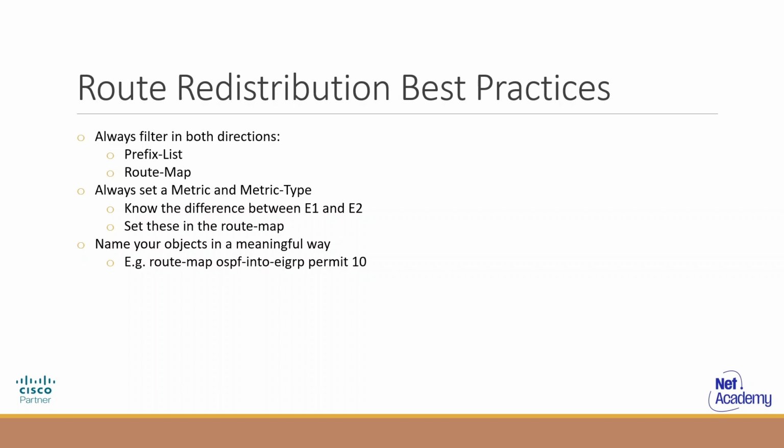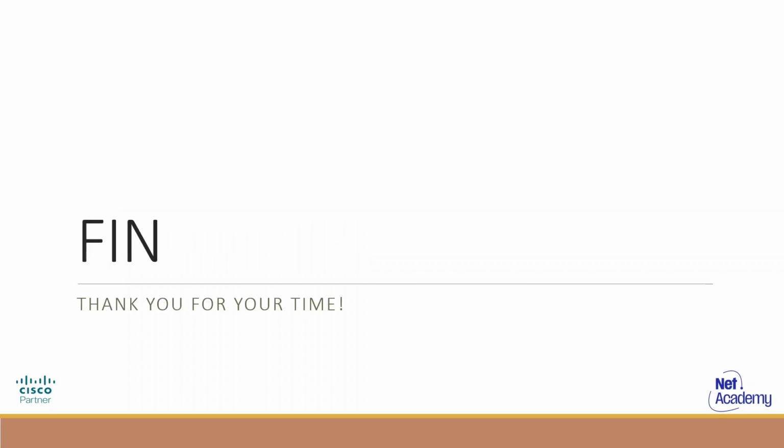And then lastly, and this is true across all configurations on your routers and switches, but to me, name your objects in a meaningful way, right? What do I mean by that? Well, for example, if I'm redistributing OSPF into EIGRP, I could name my prefix list and route map OSPF into EIGRP. And for me, when it comes to redistribution, I make the prefix list and the route map match if I can, if it makes sense. Sometimes it doesn't, but in general, that's my recommendation.